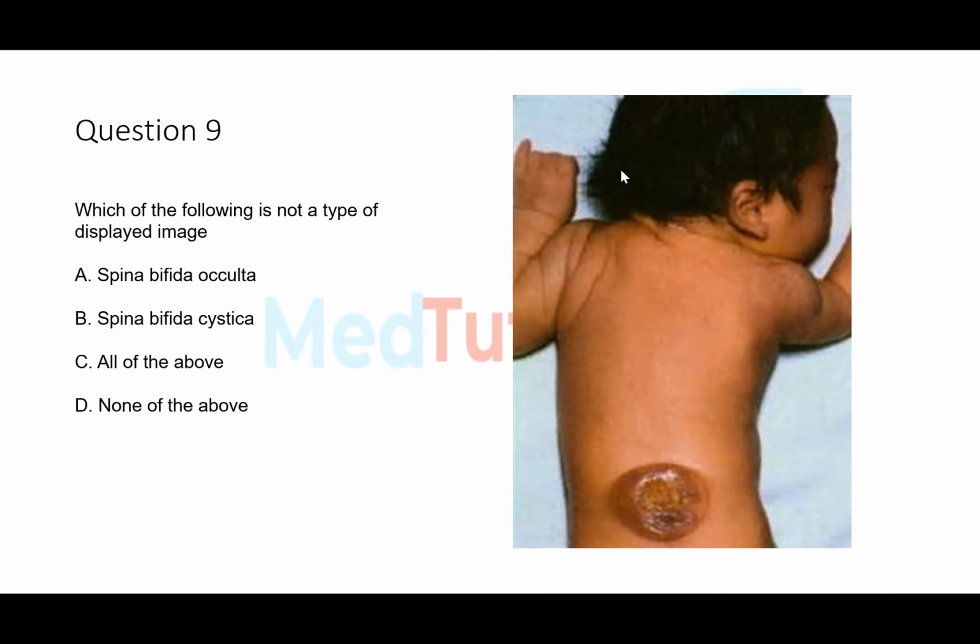The next picture: which of the following is not a type of the displayed image? As we discussed earlier, dysraphism, this is spina bifida, and it could be cystic and occult as we talked about. So all of the above is the answer to this particular picture.